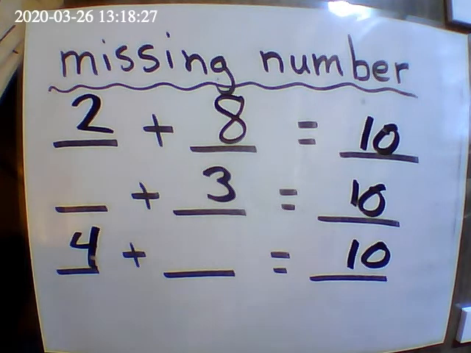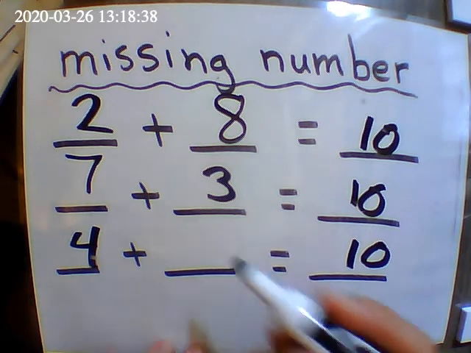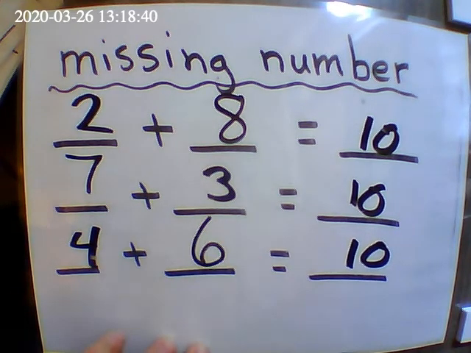And then blank plus 3 equals 10. We should have 7. And 4 plus blank equals 10. And your answer is 6.